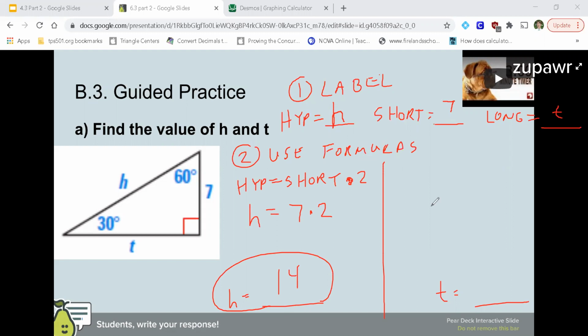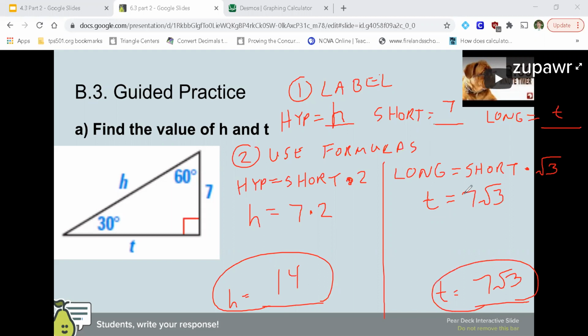Then let's use the second formula. Long leg is equal to short times the square root of 3. If I plug into this formula, we'll get t is equal to 7 times the square root of 3. And actually, that's just done. That's the answer. You can turn that into a decimal if you want to, but you're just making more work for yourself. You're actually making your answer, which was exactly right, into something that's only approximately right.